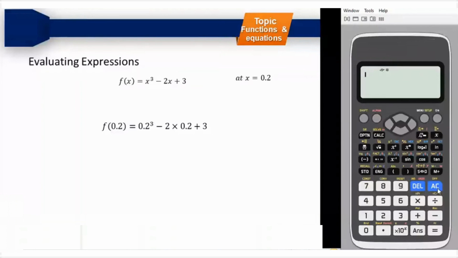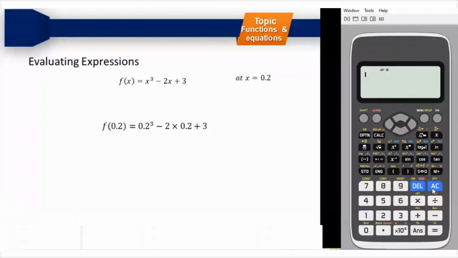It is x cube, minus 2x, plus 3, and I will press shift and calculate, which means solve this equation. We need to solve this equation when x is 0. No, I want to solve it when x is 0.2. So I have two options for that.